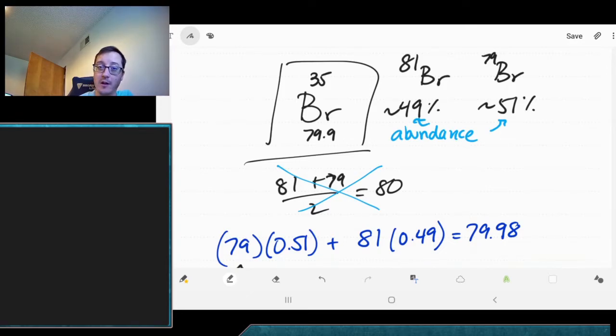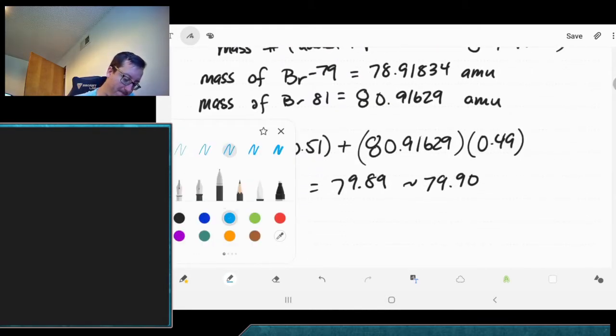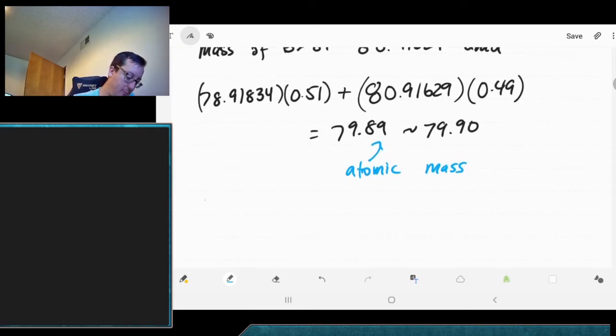which is, lo and behold, what we have as what's called atomic mass. That's the number on the periodic table. So this number is the atomic mass, and that is the weighted average of all isotopes of an element.